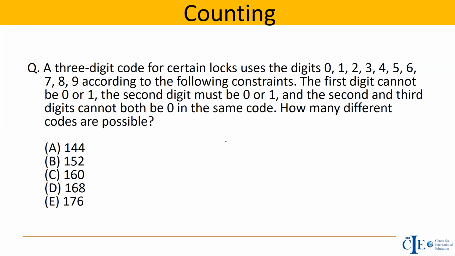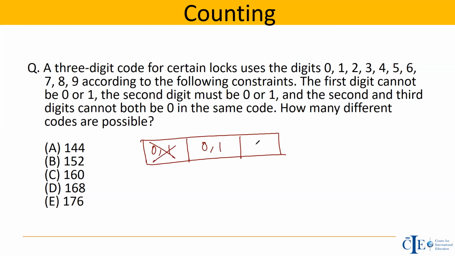What is that? 152, 144. Option A, 144. Okay. Making a silly mistake. Let's see. 3 cases: units, tens, hundreds. There cannot be 0 and 1 here, so ये out. This has to be only 0 and 1, right? And these two cannot be both 0, 0, right?